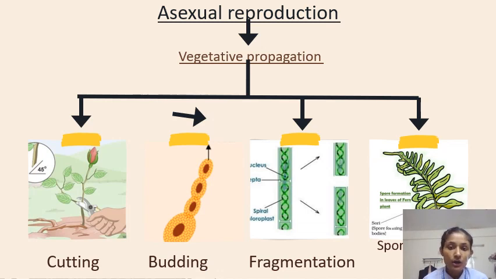So we'll just talk about vegetative reproduction in this slide. It can be done with the help of different methods. The first one is cutting, the others are budding, fragmentation and spore formation.